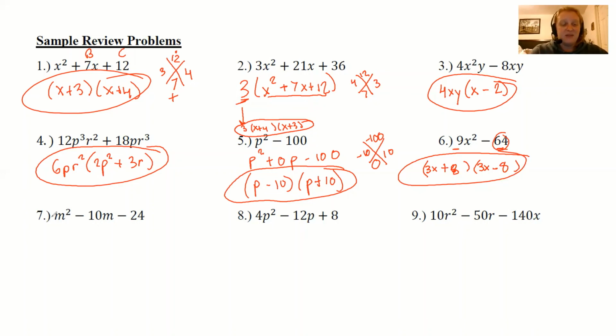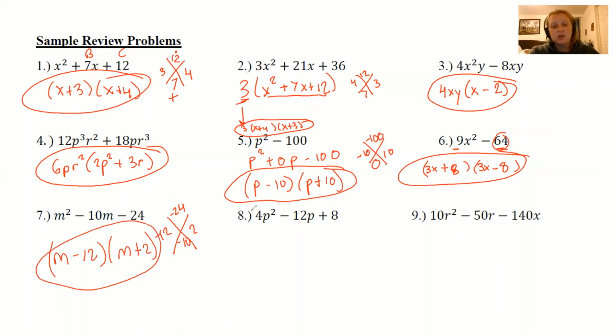All right, now 7 is back to a normal trinomial where a is 1, which means I am clear to use my little trick. So we're looking for factors of negative 24 that can make us negative 10. It looks like possibly negative 12 and 2. Check it real quick. Yep, that works. And then just set up the answer. So those are the ones that I'm going to do with you.